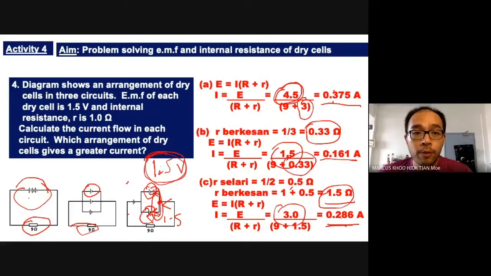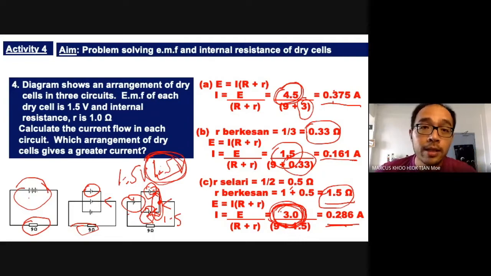So here 1.5 volts, here no choice. It must go through this battery, so 1.5 volts. That's why the EMF for this one is 3 volts. This one is current has a choice: can go here, can go here, can go here. But it can only choose one path. So when it chooses one path, it can only have 1.5 volts of EMF.